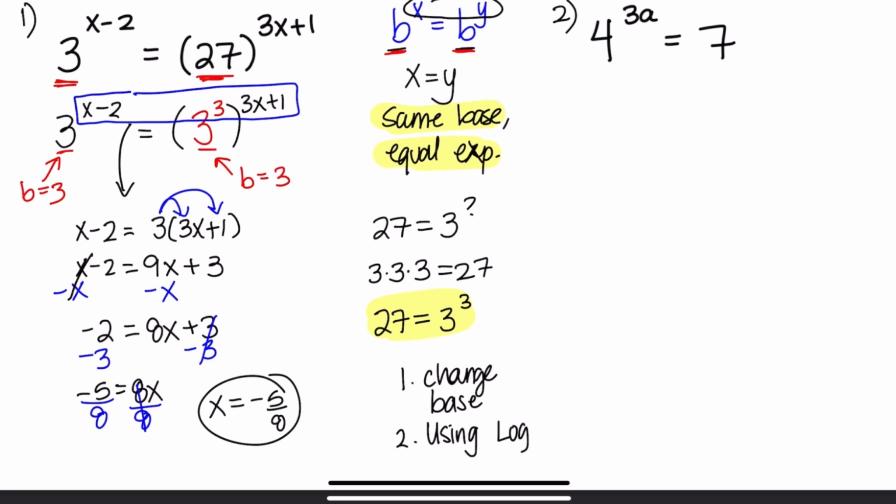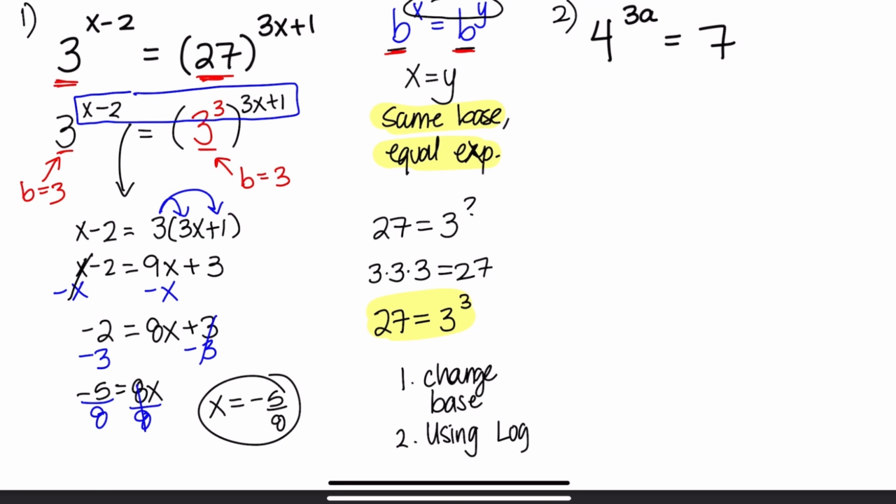The first thing to ask ourselves is, is the exponential part isolated? Yes, it is. Here's the exponential part here, 4 raised to the 3a. It is isolated. There's no plus or addition or multiplication on the outside, so we've got it alone by itself.